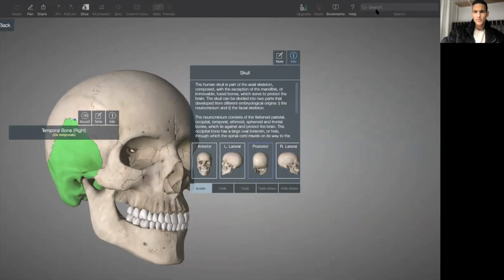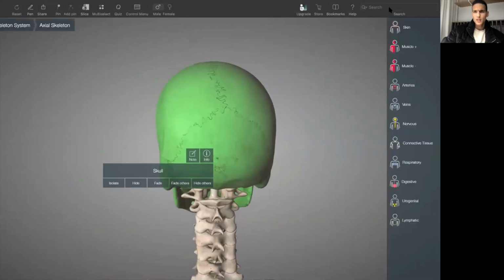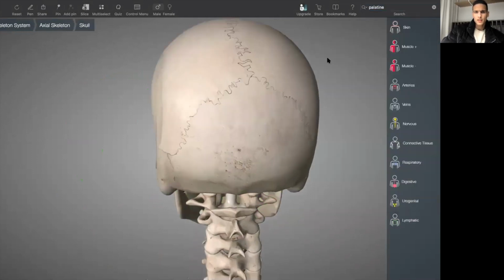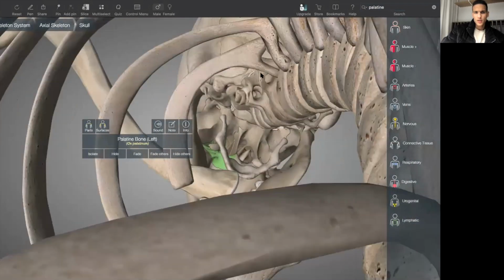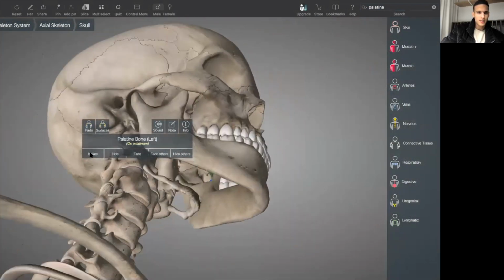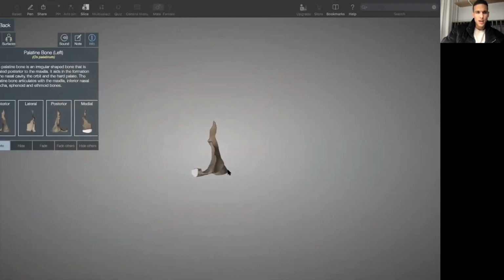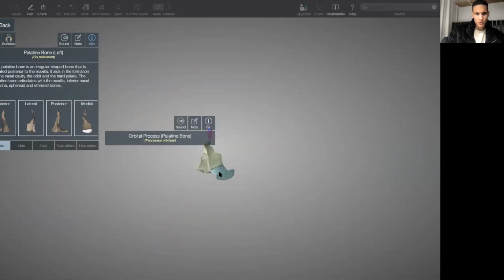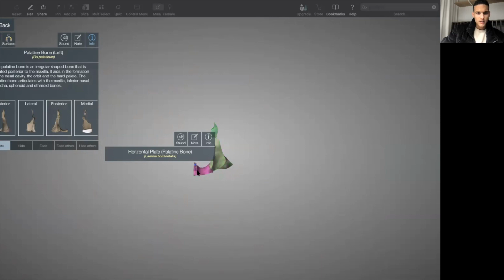Okay, so let's get out palatine bone. There, palatine bone. Where is it? There. It's somewhere in there. You see it. So let me isolate it. Boom. That's the palatine bone. And parts of it, that's the horizontal plate. That's the pyramidal plate or process. That's the orbital. I think it's basically this part that we want to talk about. It's the horizontal plate of the palatine bone.